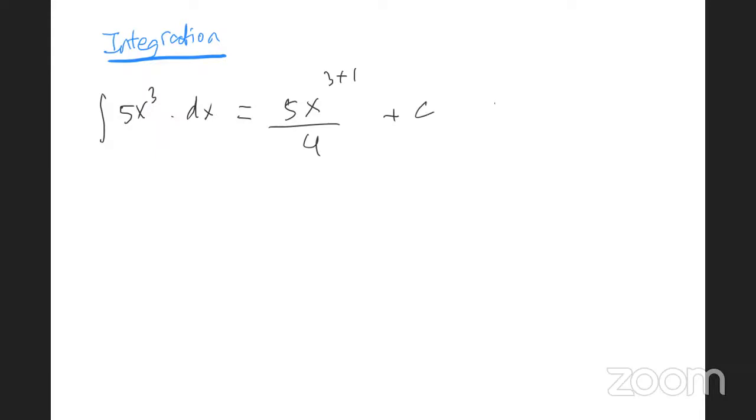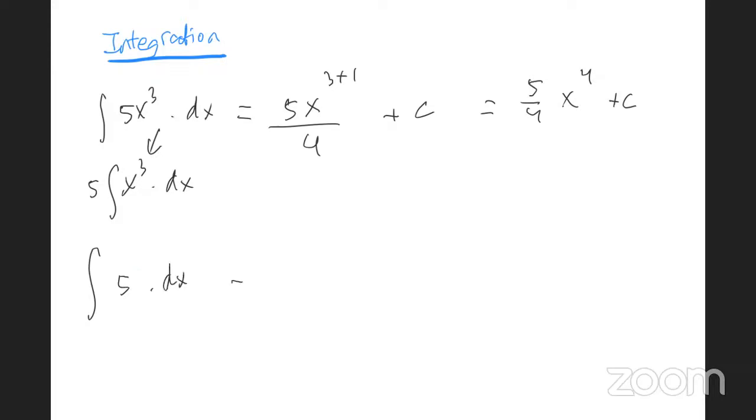So this will simplify to 5 over 4 x to the power of 4 plus c. Please remember, once you have constants, you can pull the constant outside of the integral sign. That's okay? So these two are the same thing, right? If I ask you to integrate, let's say, 5. What's the integral of 5? Right? The integral of 5 is simply 5x plus c.